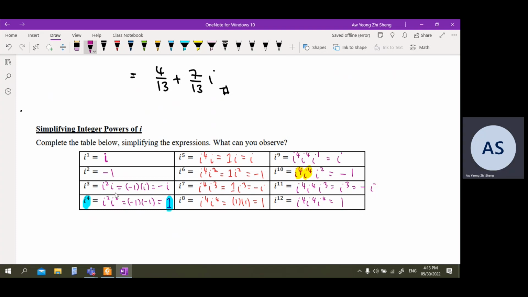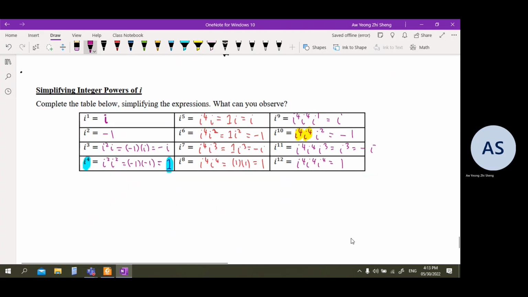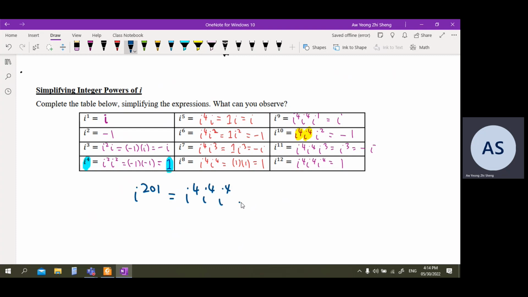So looking at the 3 columns, what can we observe? The first thing that is quite obvious to most people is that when you have a power of i which is higher than 4, the way to simplify it is just to extract as many i power 4 as you can, using the fact that i power 4 is equal to 1, and then the thing becomes very simple. For example, if you have i to the power of 201, you can just extract i power 4 as many times as you can. Now, how many i power 4 can we extract out? It will be 50 times.